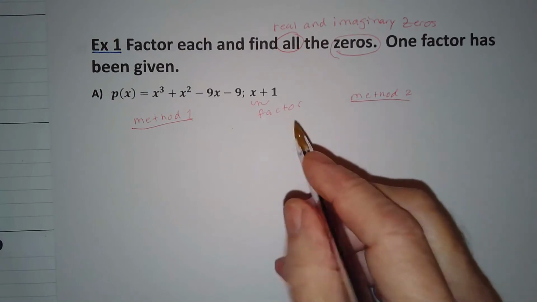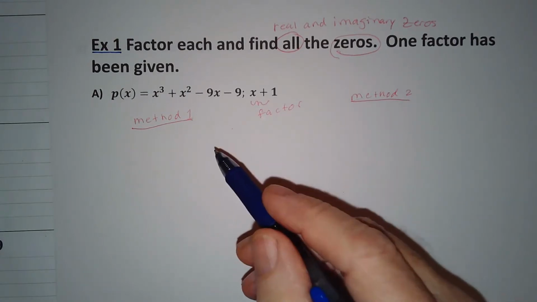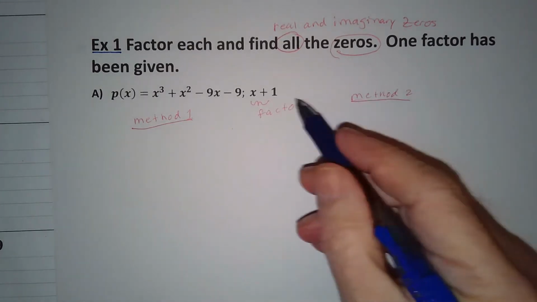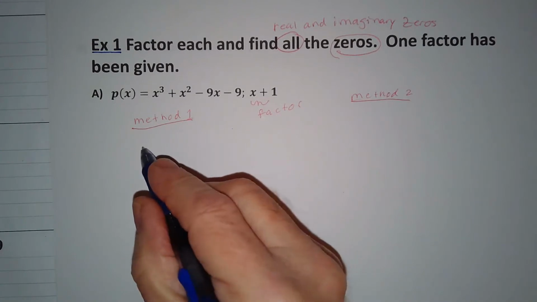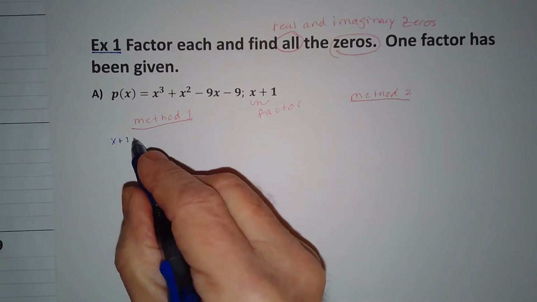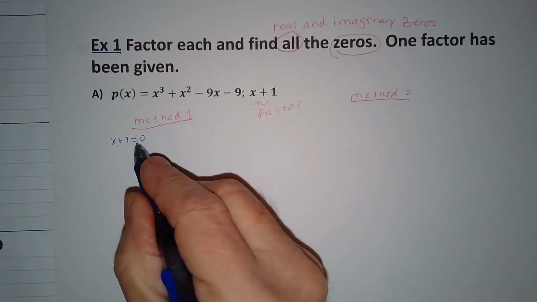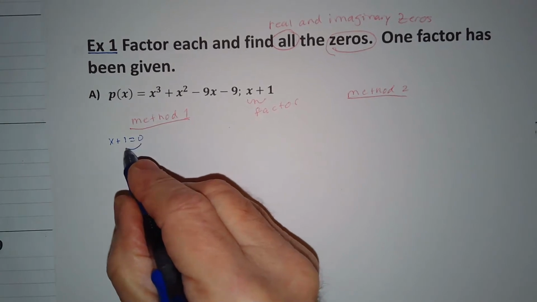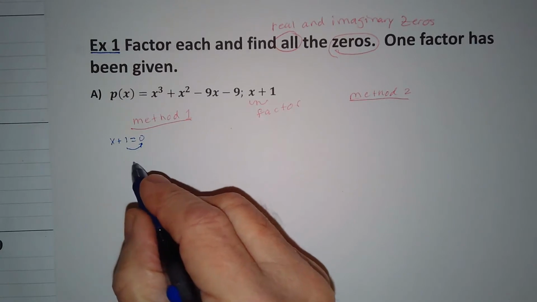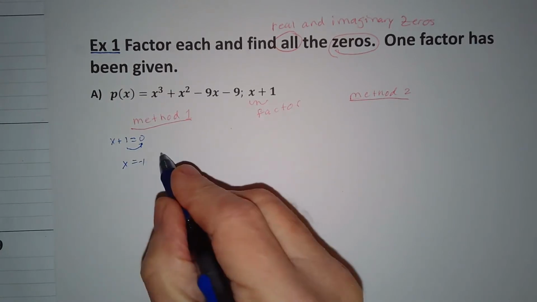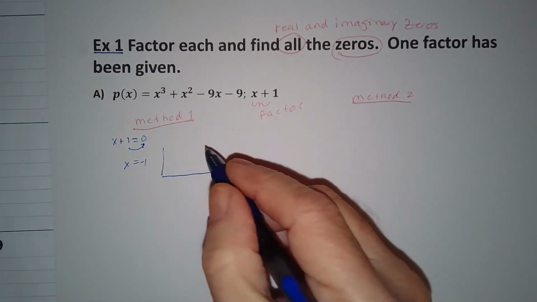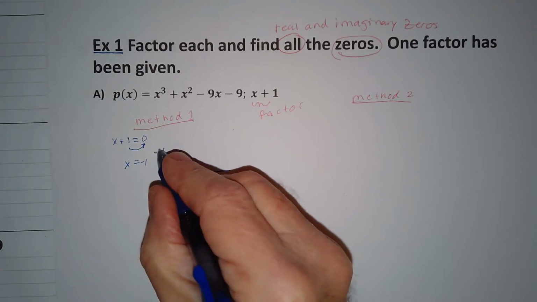All right, so let's think about how we're going to set this up. Remember, if x plus 1 is a factor, then it has to equal 0. So we would subtract 1 from both sides, and we would get x equals -1. So setting up our synthetic division, we've got -1 over here.